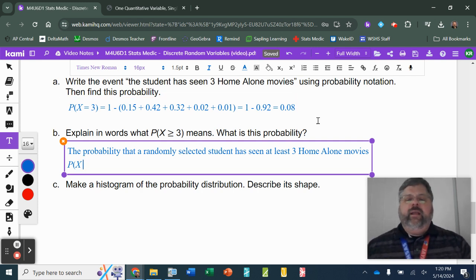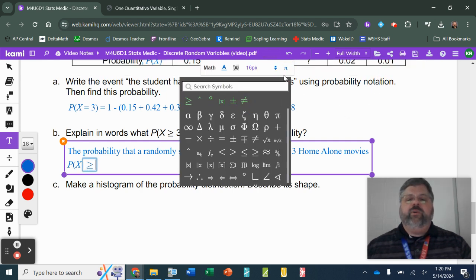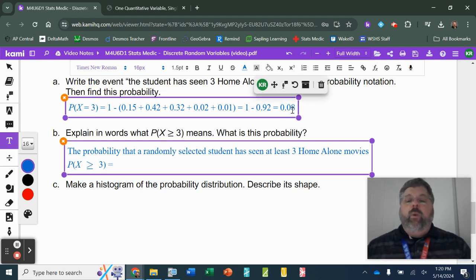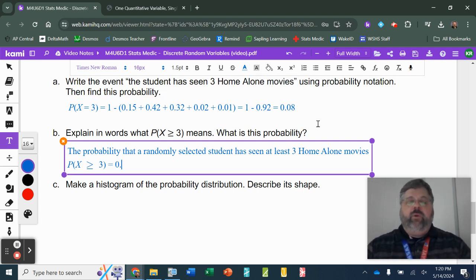All right, so I need to do the greater than or equal sign. I'm going to go in here. I believe there's one in here. Yep, sure enough, my little math tools there. So greater than or equal to 3. Let's take italics off. There we go. And so now it says greater than or equal to 3. Well, I know what 3 is from part A, so I know it was 0.08 plus. Now, what other values were greater than 3? Well, 4 and then 5. And 4 had a probability of 0.02. And having seen all 5 Home Alone films had a probability of 0.01. We add all these together and we get a probability of 0.11.